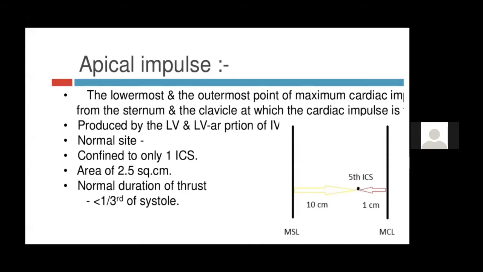It is an LV type of apex, but it is not downward and outward. It is in the fifth space, but formed by the LV. We know a normal apex is a tapping apex, which usually touches your finger but does not lift it. It is not associated with a loud S1. A normal apex does not occupy more than 2.5 square centimeters, and it should be limited to less than one intercostal space. Some people say less than 1.5 intercostal spaces, but one intercostal space is fair enough. As for duration, it should be less than one third of systole.